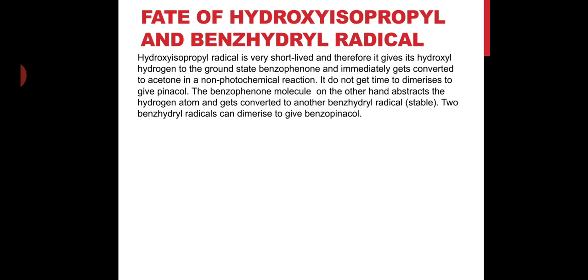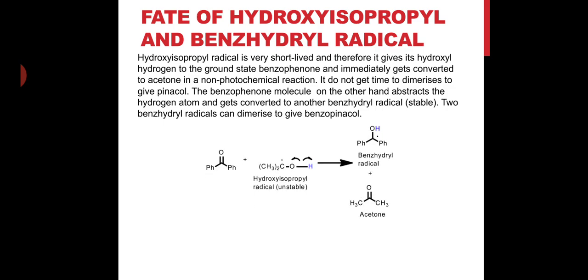Hydroxy isopropyl radical is very unstable and has a very short life. It immediately gives hydroxyl hydrogen to the ground state benzophenone and gets converted to acetone in a non-photochemical reaction. The benzophenone molecule, on the other hand, abstracts this hydrogen and gets converted to another benzhydryl radical. Two benzhydryl radicals combine together to give rise to benzophenacol.